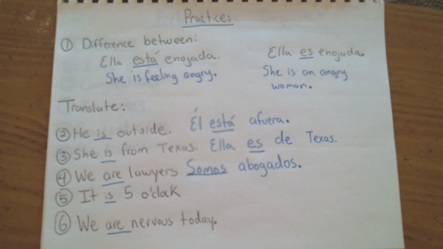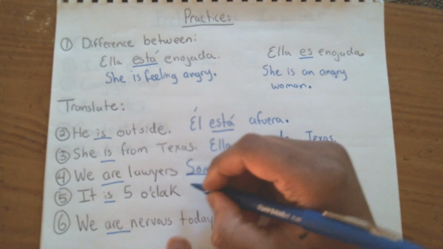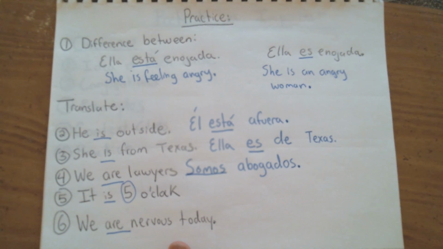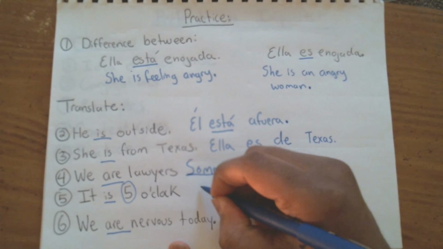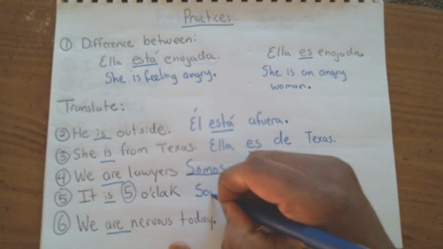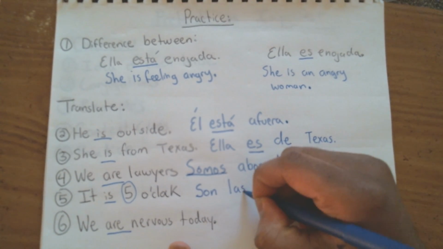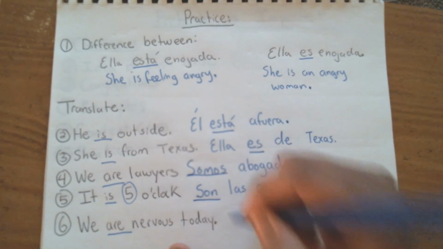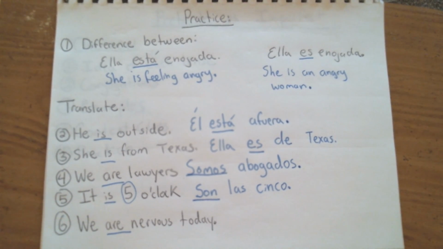How about it is 5 o'clock, okay? Remember, you're supposed to use ser to talk about date and time. So you must ask yourself, is the hour plural? Yes, it is. 5 is more than 1. That is plural. So you would say son las 5. Okay? Because remember, talking about date and time, use the verb ser. But if your hour is plural, use son. Use the plural of ser.